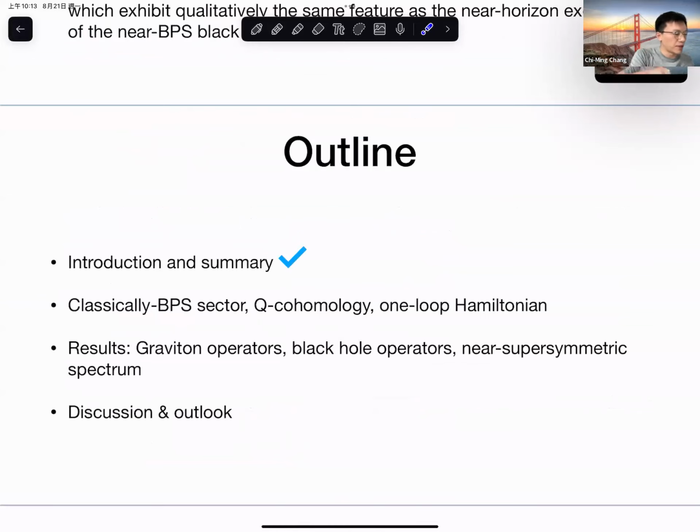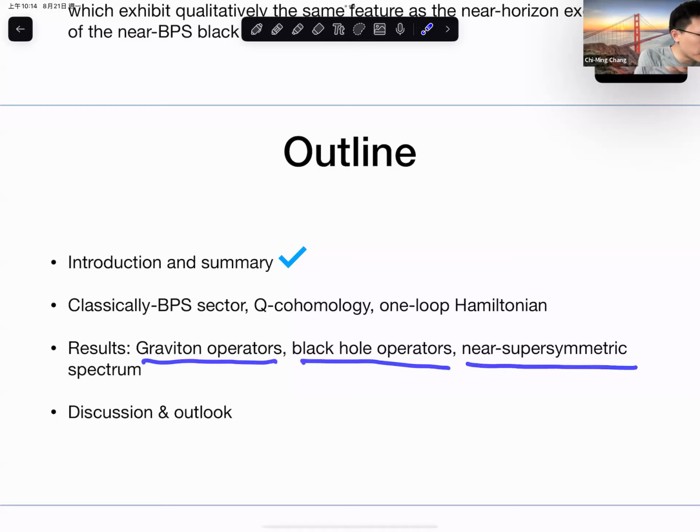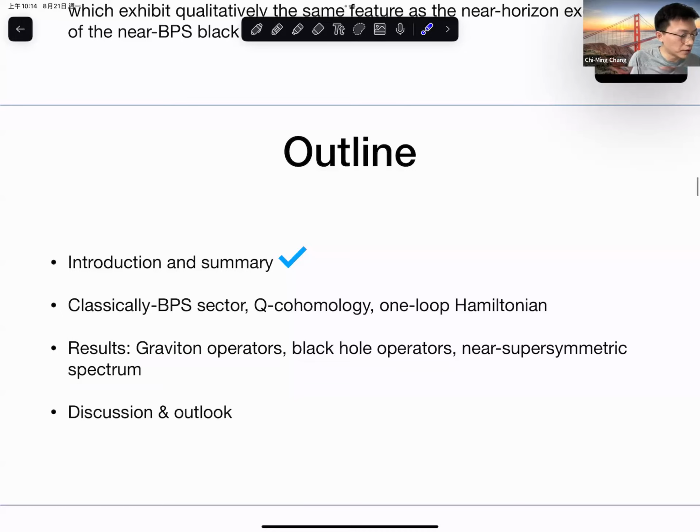Okay, so we've done the introduction and summary part. And this is the outline of the talk. I will first tell you what our method of constructing these states is, and we will focus on a sector called the classically BPS sector, and in this sector we can turn our problem into a cohomological problem. That's called Q cohomology. And then I will also show you how we compute the one loop anomalous dimension. And then I will show you more detail about our results on the graviton operators, black hole operators, and the near supersymmetric spectrum. And then discussion and outlook.